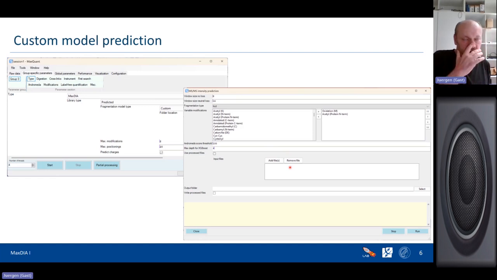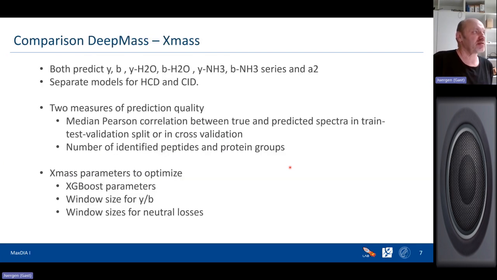For example, if you're working on your own chemical label or something like this, that might actually change the fragmentation patterns of your spectral library, then you can take this into account by building your own custom model.